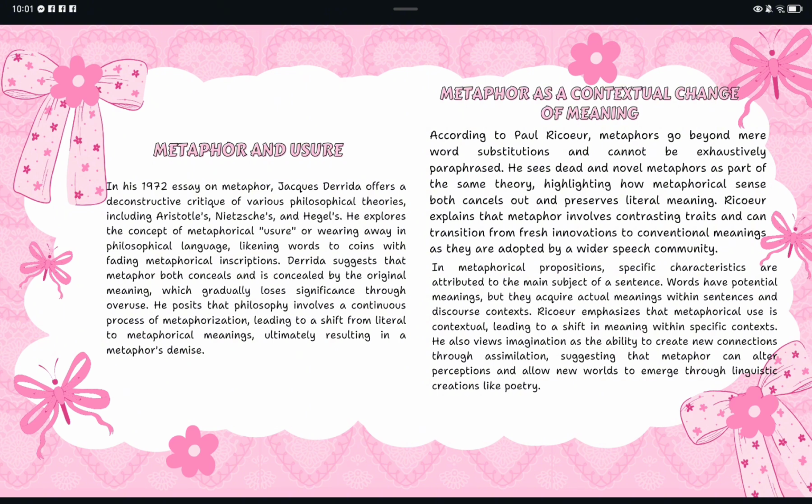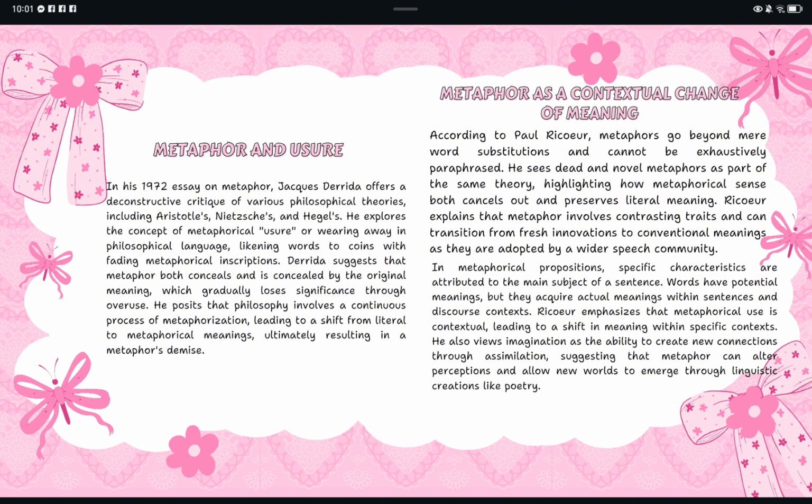The process of usure demonstrates how metaphorical language over time can shift the meaning of words, creating a constant interplay between literal and figurative meanings. In conclusion, Jacques Derrida's central argument on metaphor posits that metaphors inherently carry their own demise within them. As metaphors are used and reused, their original literal meanings gradually fade away, overshadowed by the metaphorical meanings that become dominant. This process results in the eventual obscuring and replacement of the original meaning by the metaphorical meaning.